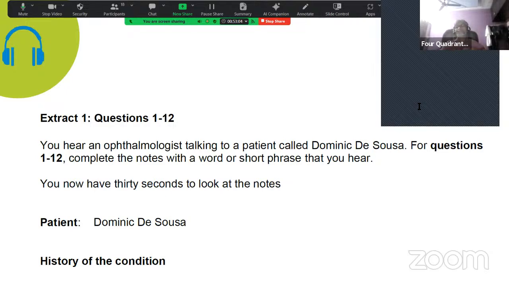What is the name of the patient? Write in capital letters. Don't write short letters, capital letters. Don't write half. Dominic is not correct. Dominic de Sousa is correct. Full name. Okay. Dominic de Sousa. Okay. Is this a normal discussion or is it a consultation?